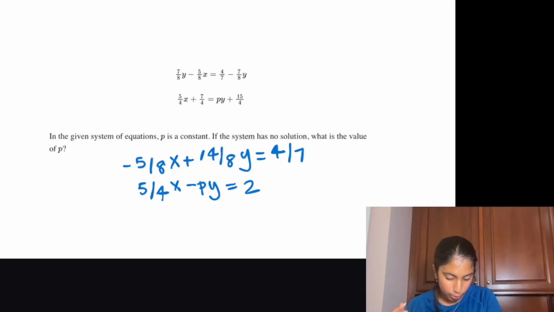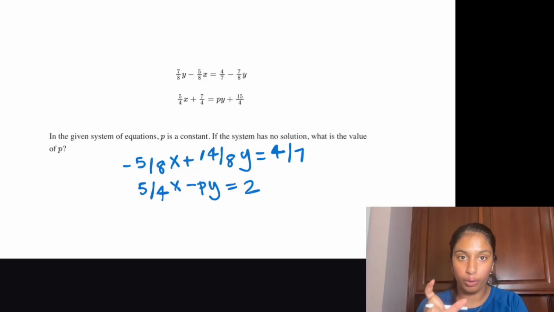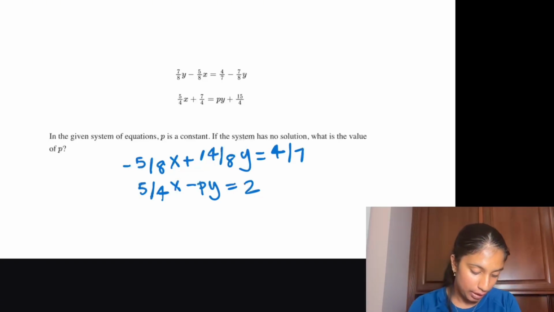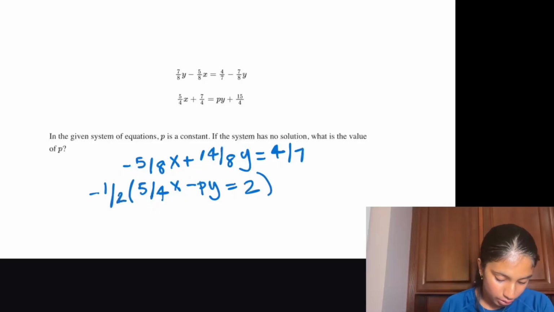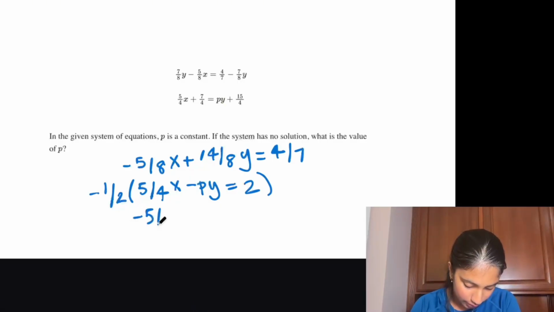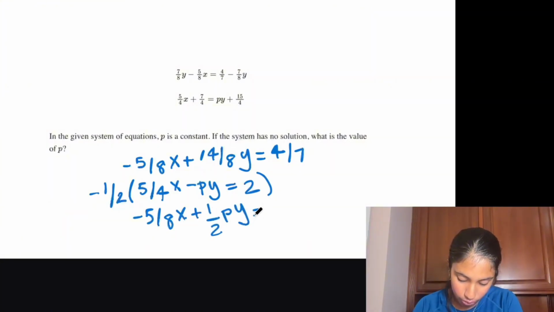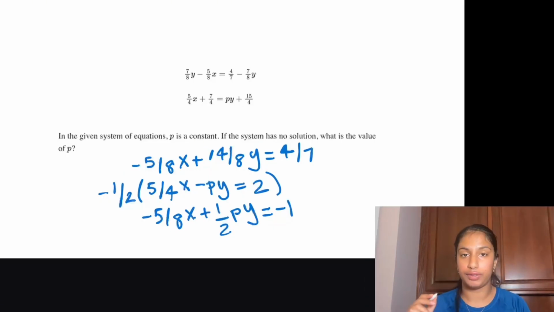Okay, so now we'll see why I'm doing this, but I want both of the coefficients of x to be the same. And so all I'm going to do is I'm going to multiply this bottom one here by negative 1/2. So that will give me negative 5 eighths x plus 1/2 py equals negative 1.